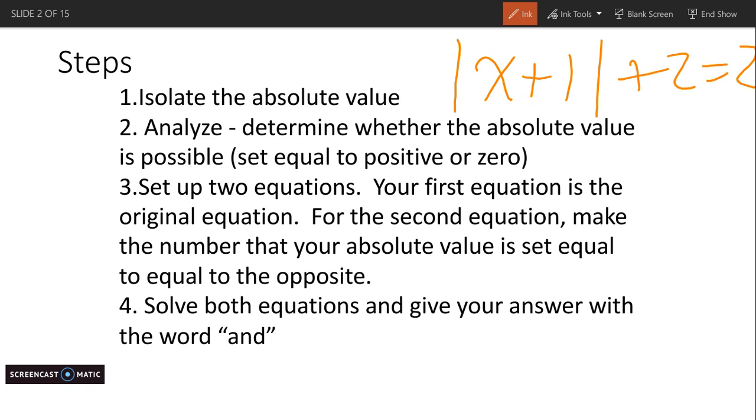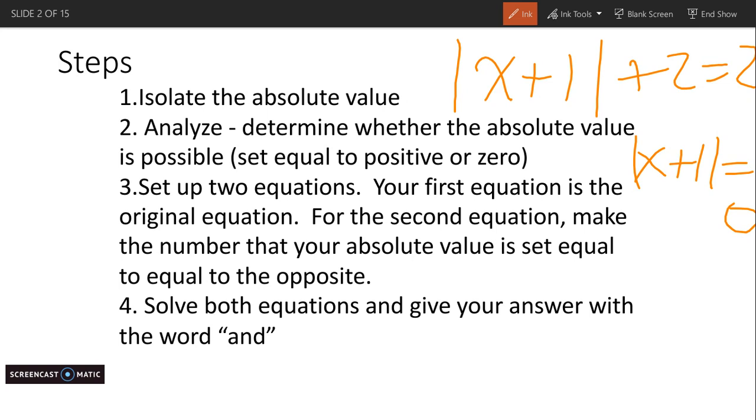From there, you're going to see whether or not it is possible to do the equation. Remember that as long as it's 0 or positive, so in this case, we'd have x plus 1 equals 0. 0 is okay. Negative numbers are not. You cannot take the absolute value of something and get a negative answer. And so if it's set equal to a negative, you're going to say no solution.